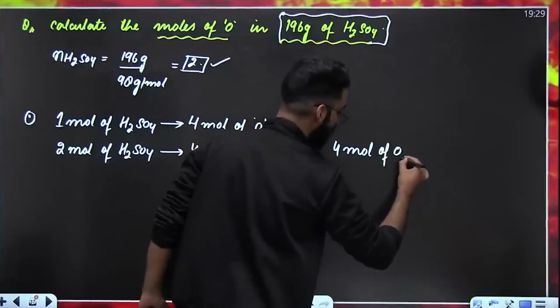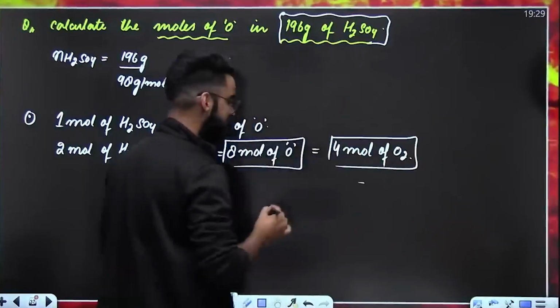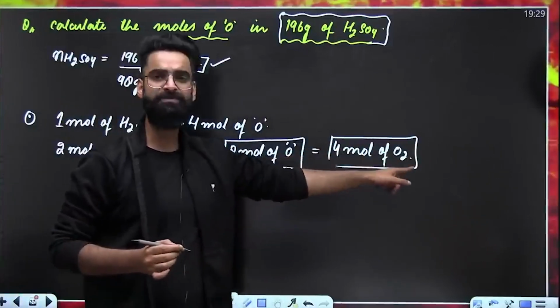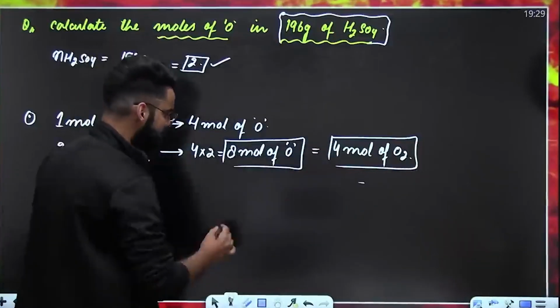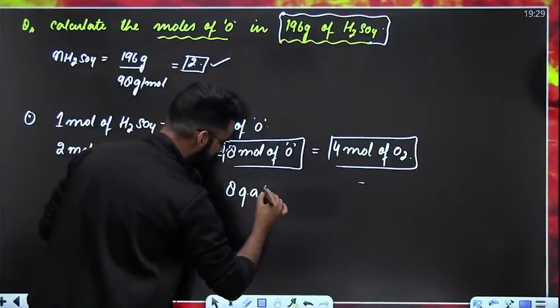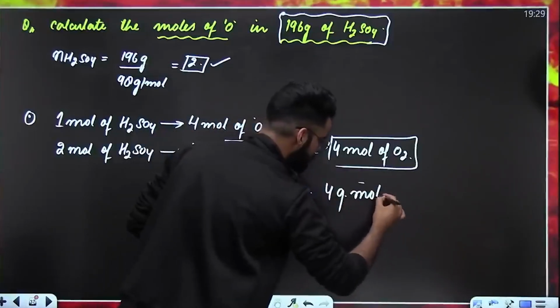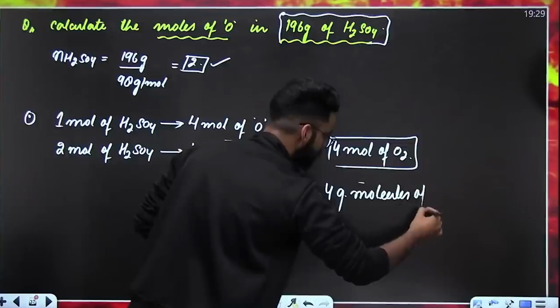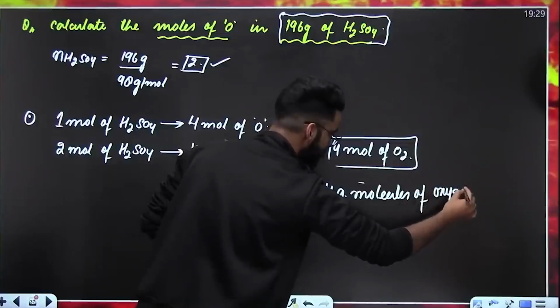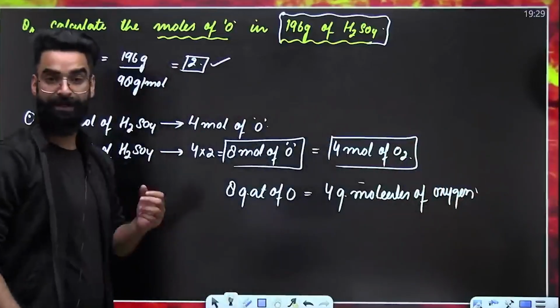4 moles of O2. The question can be anything. They can ask you in terms of O, they can ask you in terms of O2, right? They can ask you like this, 8 gram atoms of O, or you can write 4 gram molecules of oxygen. I hope all these things are super clear to you.